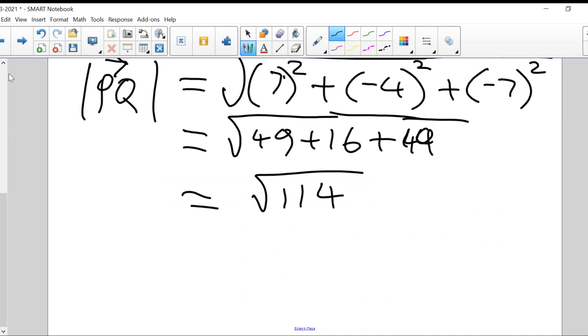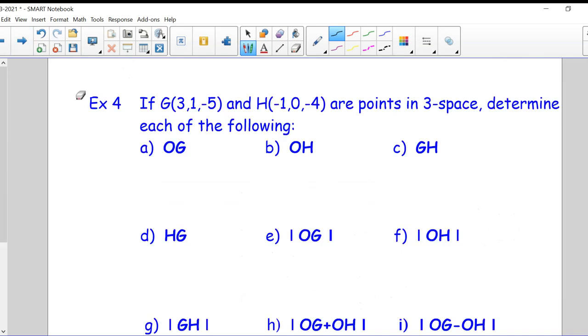Really as easy as that. Let's see if there's something else we need to work on here. Okay, let's see if we can power through some of these fairly quickly then.